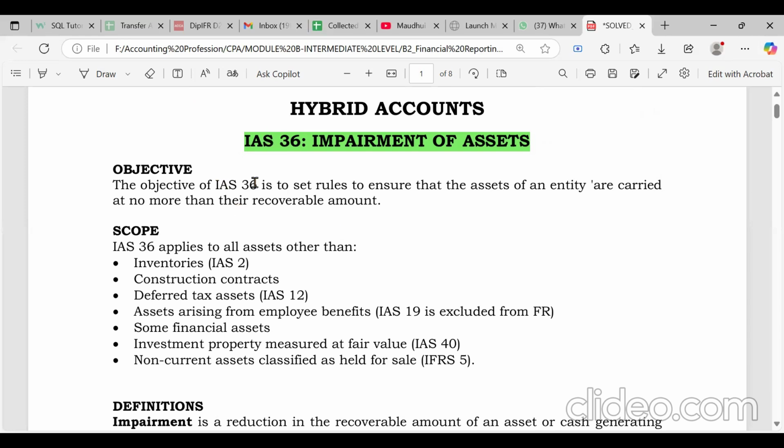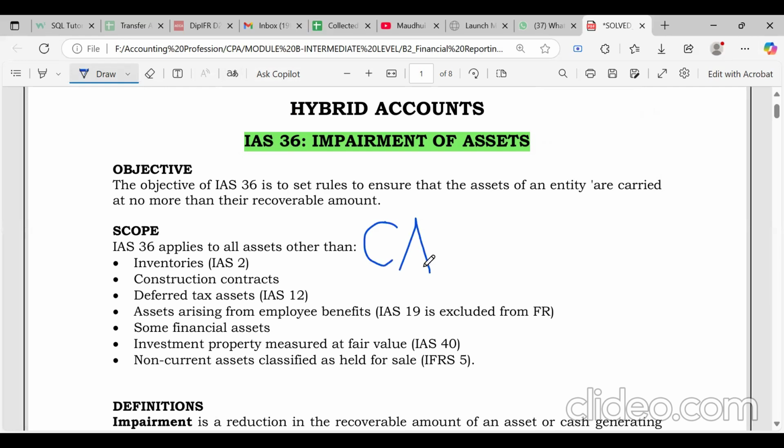So that's why you can see this objective sets rules. The main aim of impairment, if you do remember, we'll start repeating what I told you before when you were doing IAS 16 PPE. I told you that we try to make sure that the carrying amount at which you have held the asset in the books is not more than the recoverable amount.